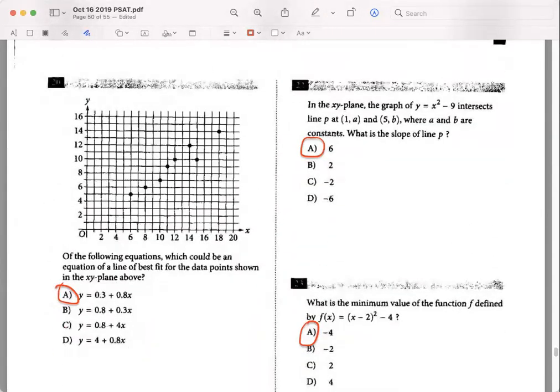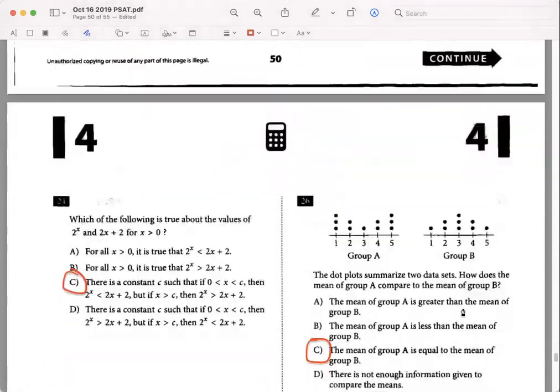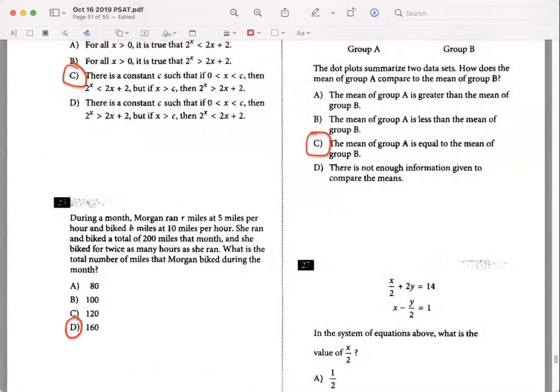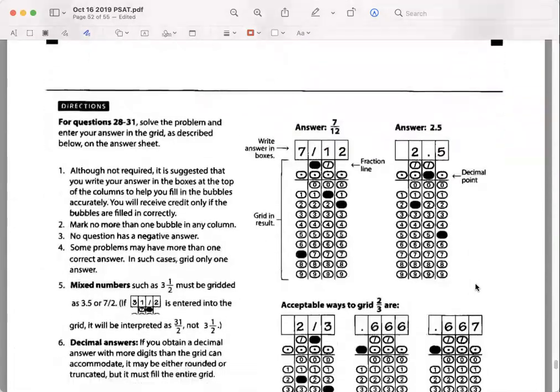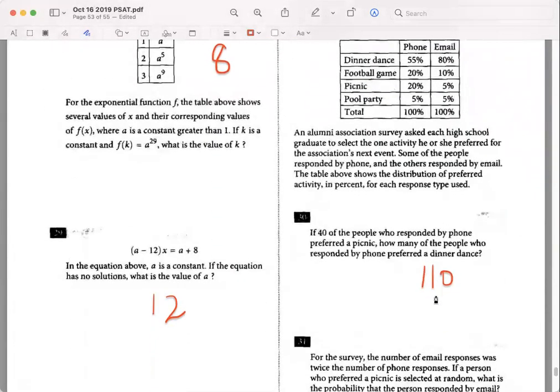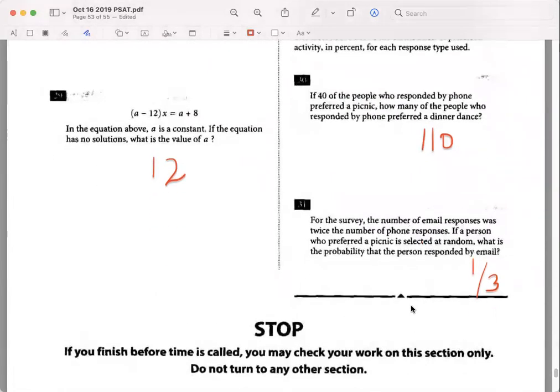21. D, A, A, C, D, D, A, A, C, D. 26, C, D, C, D. Okay. Gridded 8, 12, 110, 8, 12, 110, and 1 by 3. Okay. So we got all correct.